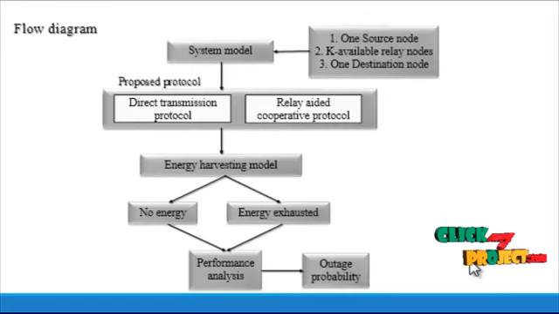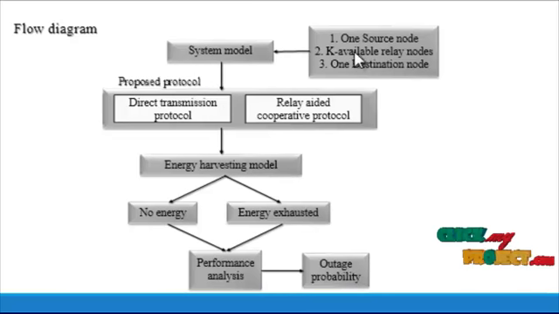Let us discuss the flow diagram of the process. This is the overall flow diagram. First of all, we get the system model, and the system model leads to the proposed protocol, and then the energy harvesting model. Finally, we get the performance analysis, and from the performance analysis we get the outage probability. So first of all, the system model.